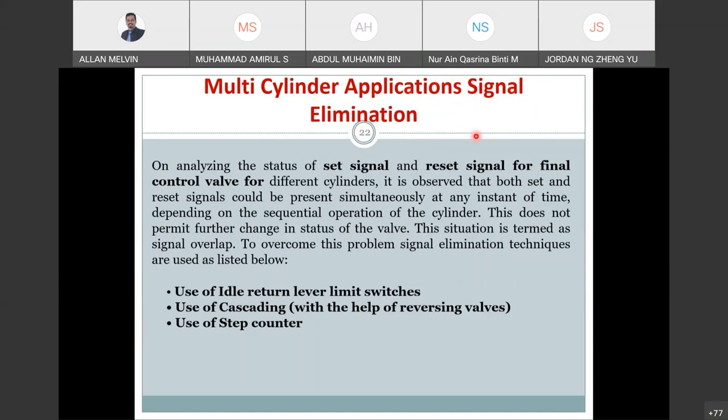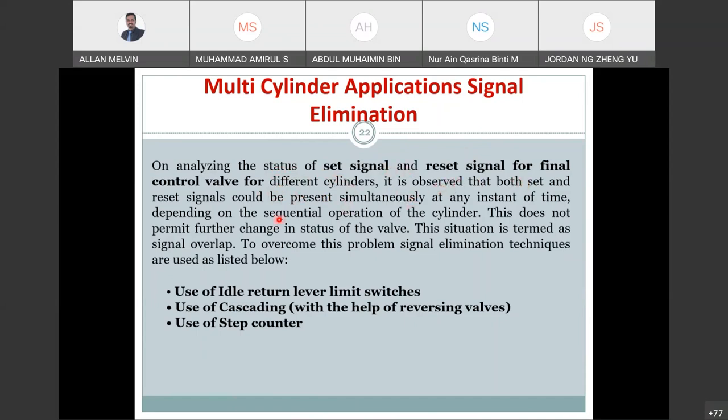Okay. So when you have a signal overlap, the countermeasure is signal elimination. Signal elimination means that out of the two inputs you get in the signal overlap, you just decide on either one. So you eliminate one signal and you accept one signal. Then your circuit will start to move. So you need to analyze first.